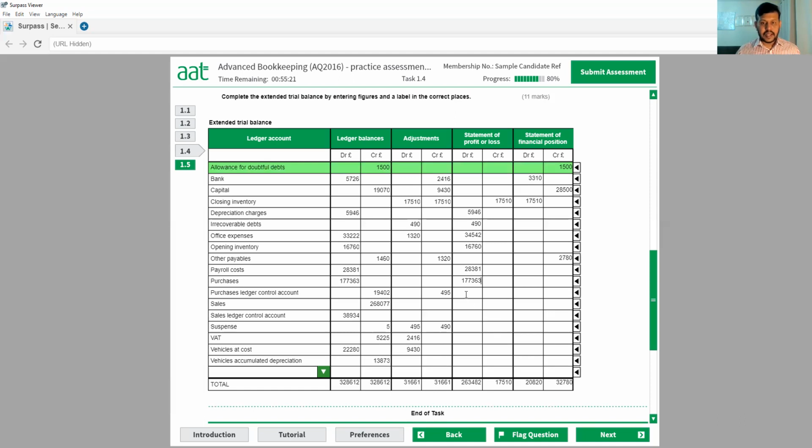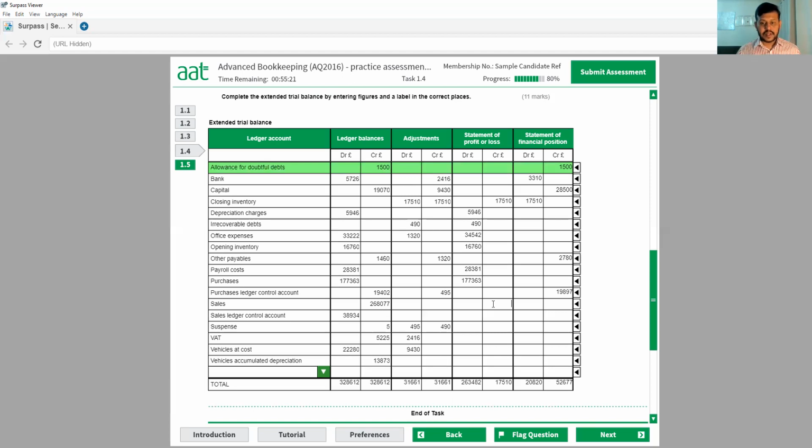Then we have a purchase ledger control. This is a liability. So you have a credit and credit both. 19,402 plus 495, and that will be the credit, our liability, and that will give us 19,897.